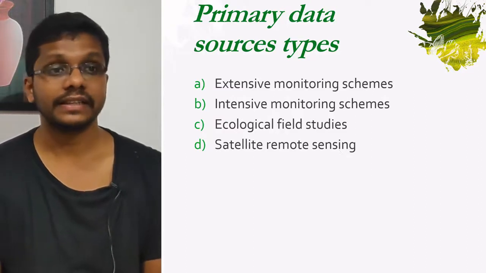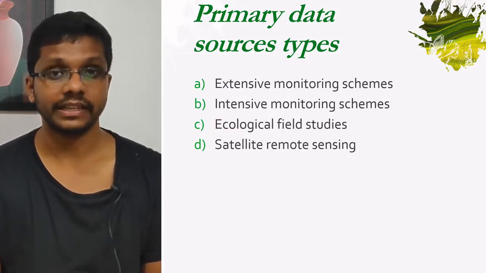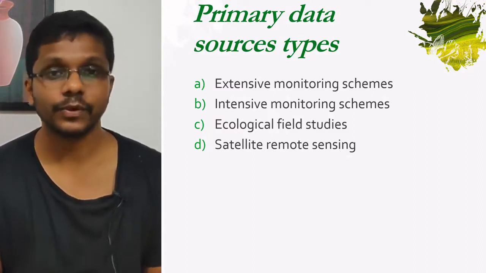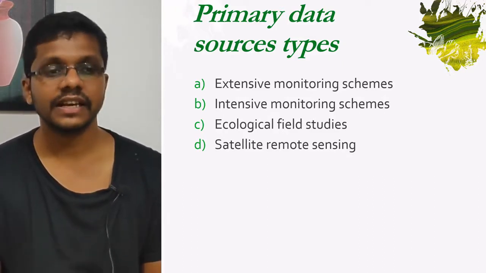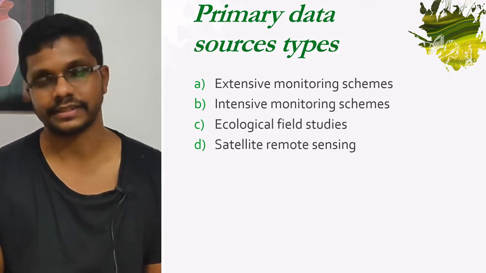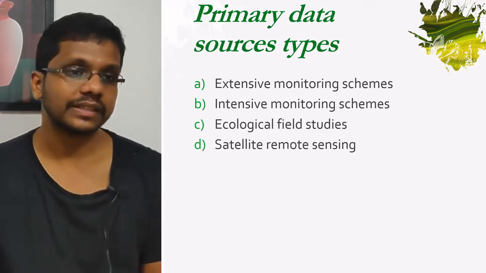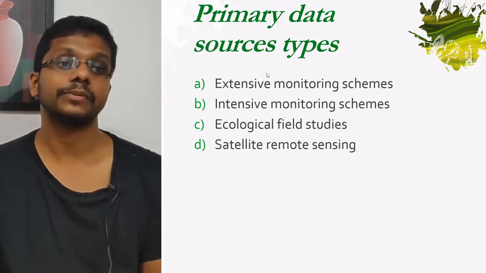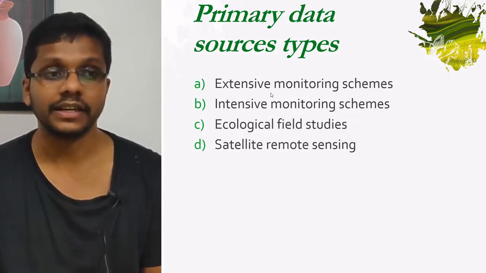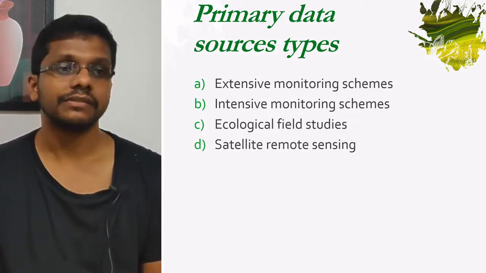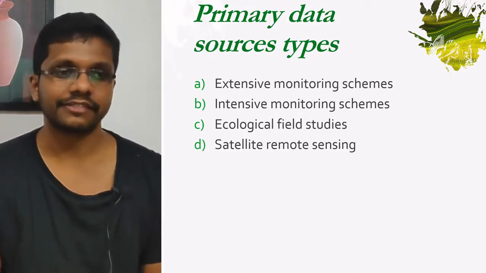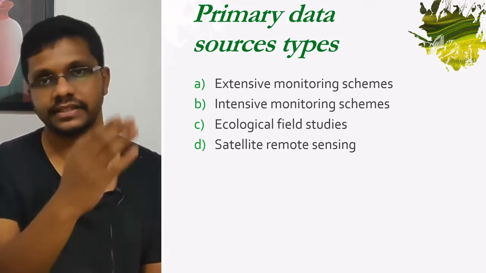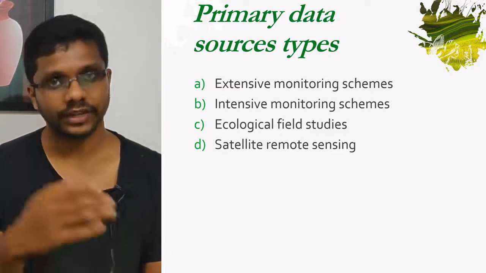The primary data sources can be of four different types: extensive monitoring schemes, intensive monitoring schemes, ecological field studies, and satellite remote sensing methods. Out of these, extensive and intensive monitoring schemes have been explained in biodiversity inventory methods, which is the same thing applicable here also, but with a difference: inventorying is done only once, but monitoring is a continuous process.